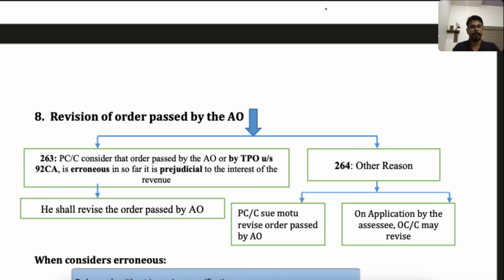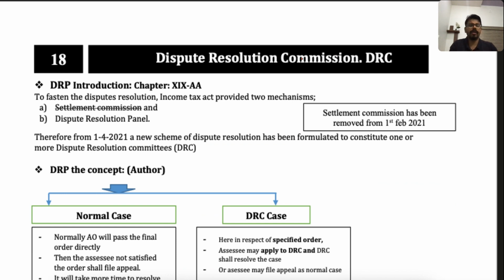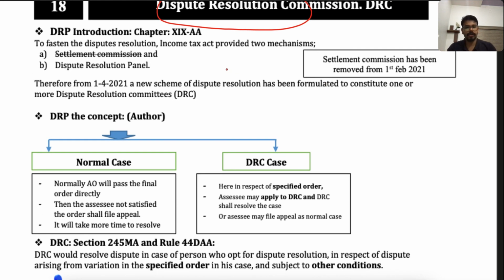Okay. Another huge thing they have brought in is the dispute resolution committee. Earlier we had a settlement commission, right? Now that settlement commission has been taken away. Instead they have brought in a new thing called the dispute resolution commission. Same concept only. So this dispute resolution committee is actually DRP, the concept I've given here.